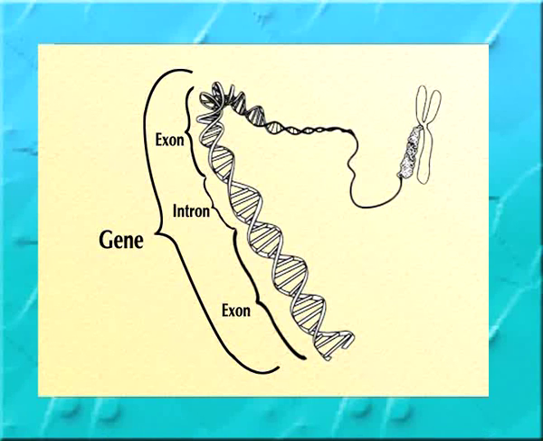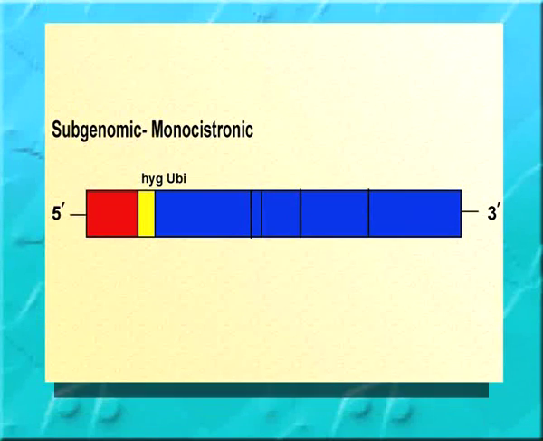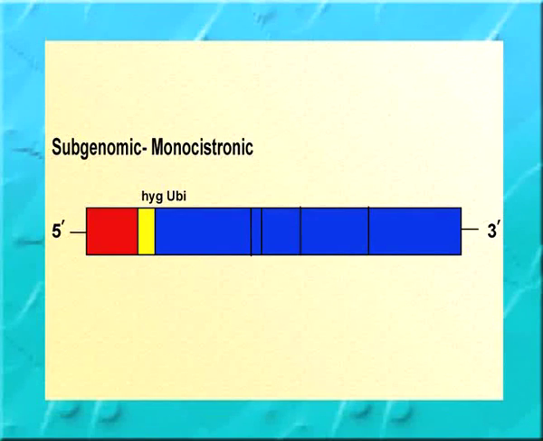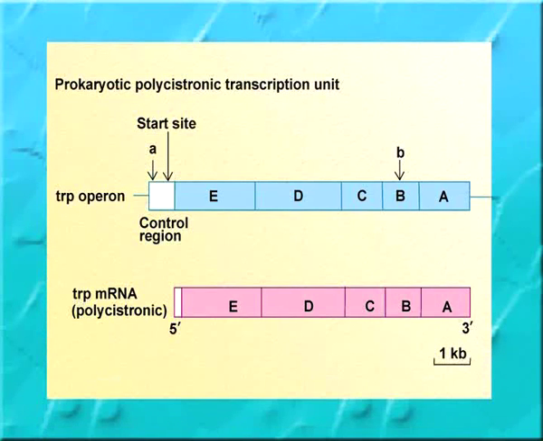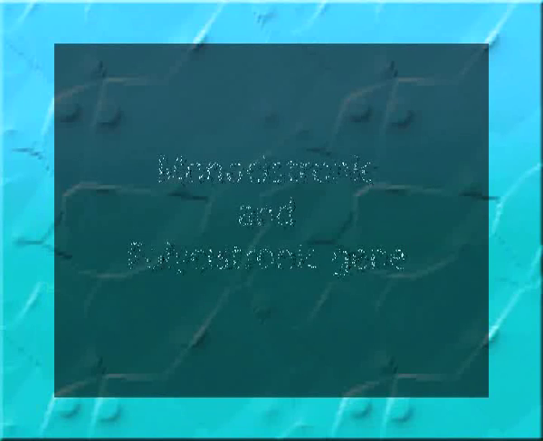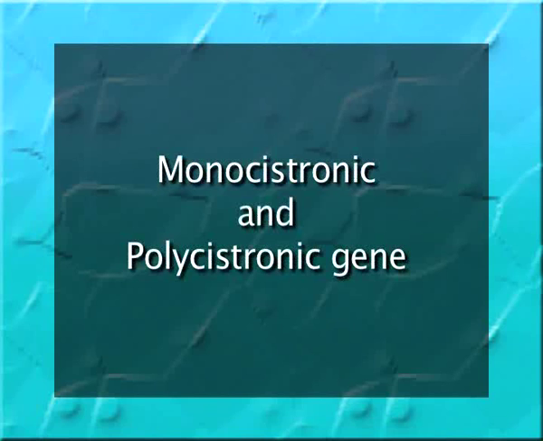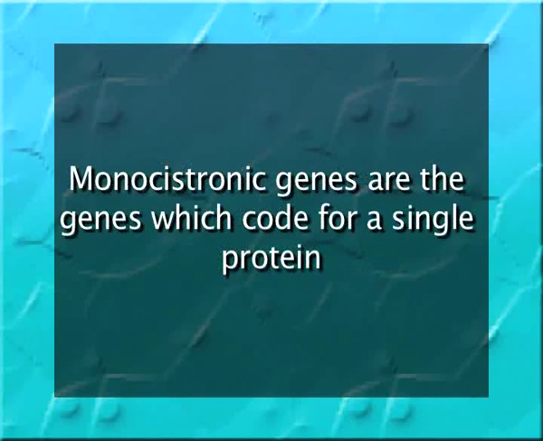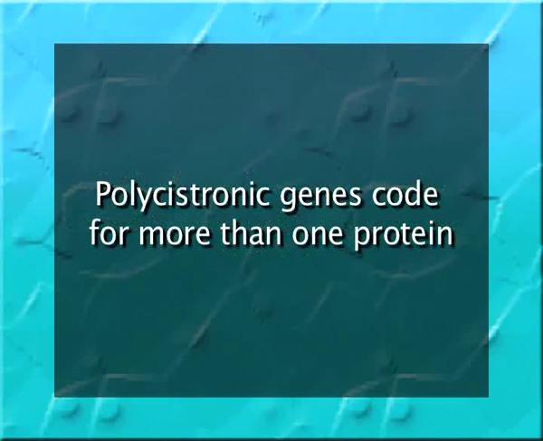The gene as a whole is a complex structure, but prokaryotic genes are simpler than eukaryotic genes. The eukaryotic genes are monocistronic and prokaryotes are polycistronic. Now, what is monocistronic and polycistronic gene? Monocistronic genes are the genes which code for a single protein, and polycistronic genes code for more than one protein. Different proteins coded by polycistronic genes are often functionally related.